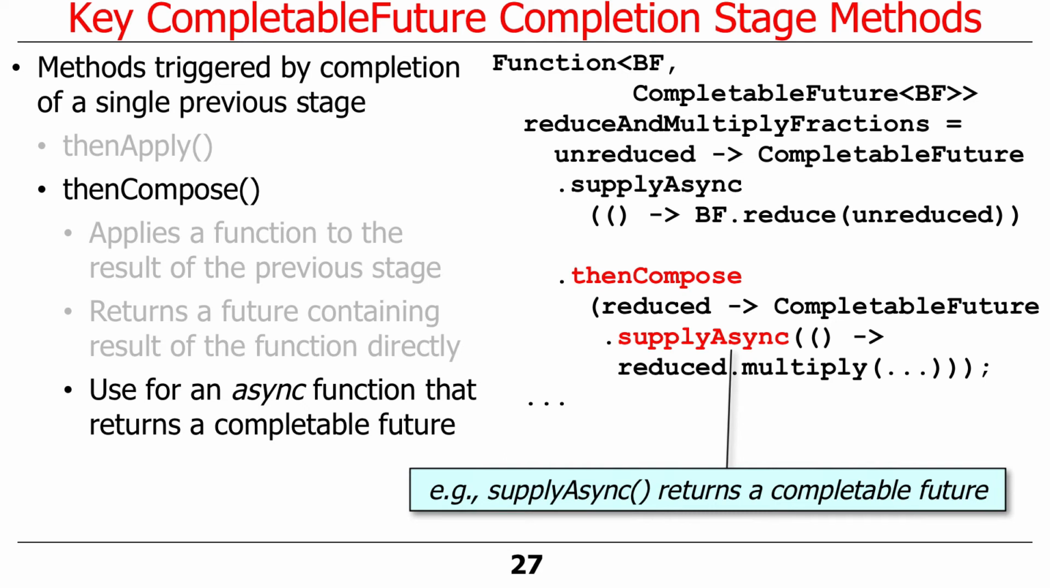Notice how this is chained together. Supply async followed by thenCompose. This is just what's called back after this stage is finished. So after this stage completes, we have a reduced fraction, and we're going to take that reduced fraction, and then, running in the background, we're going to multiply it by some other fraction.